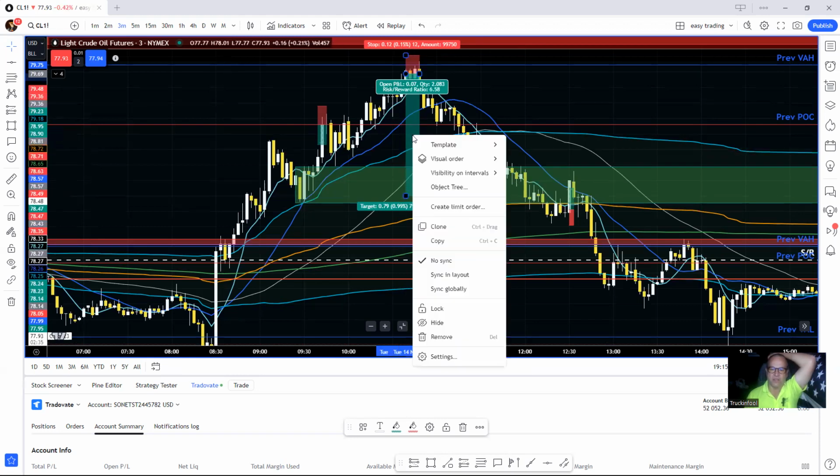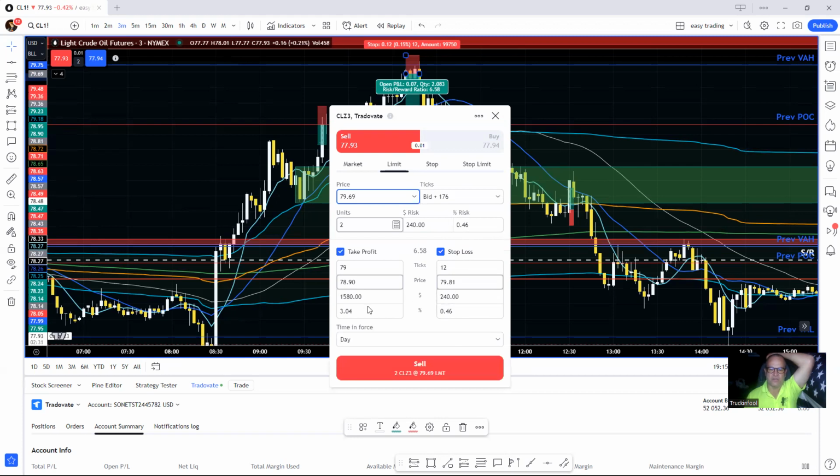And I would have taken my 6.5-to-1 trade there, risking the 240 to win 1580. And again, I couldn't have taken the whole trade. I would have had to have closed it at some point to stay below that $1,500 marker.